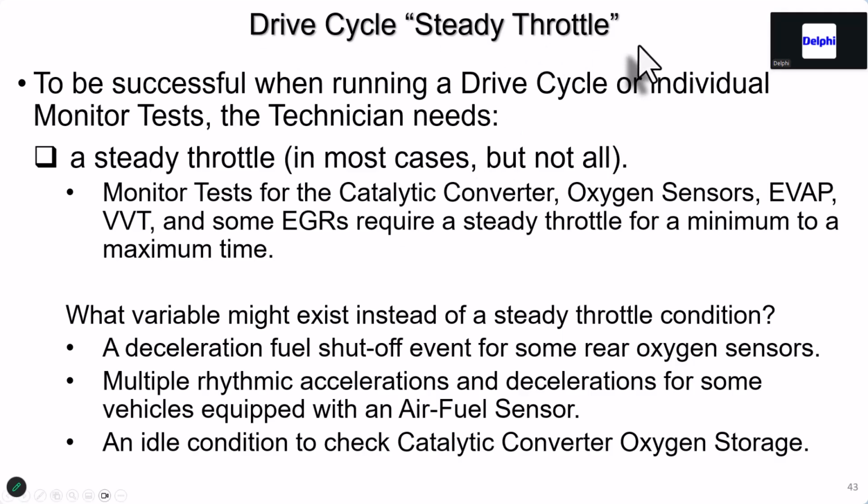Okay, drive cycle, steady throttle. In most cases, for most of the monitor tests, a steady throttle will do the job. But there are some cases where you don't want a steady throttle. I'll show you a couple examples. Deceleration fuel cutoff events for the rear oxygen sensors. That's why you might have some problems with some Fords. You might have some problems with some Nissans. We need fuel cuts on the rear O2. Multiple rhythmic accelerations and decelerations for some with air fuel sensors. I'll show you these. And idle CAT checks for oxygen storage.